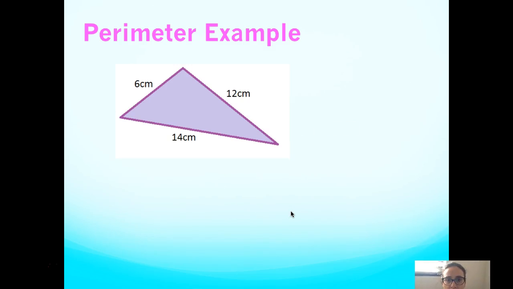Here we have a triangle with sides of 6 centimeters, 12 centimeters, and 14 centimeters. I need to add up all those sides together. 6 plus 14 plus 12. When I add those up together, I get 32, and remembering not to forget my units, which are centimeters. So I record that next to it.